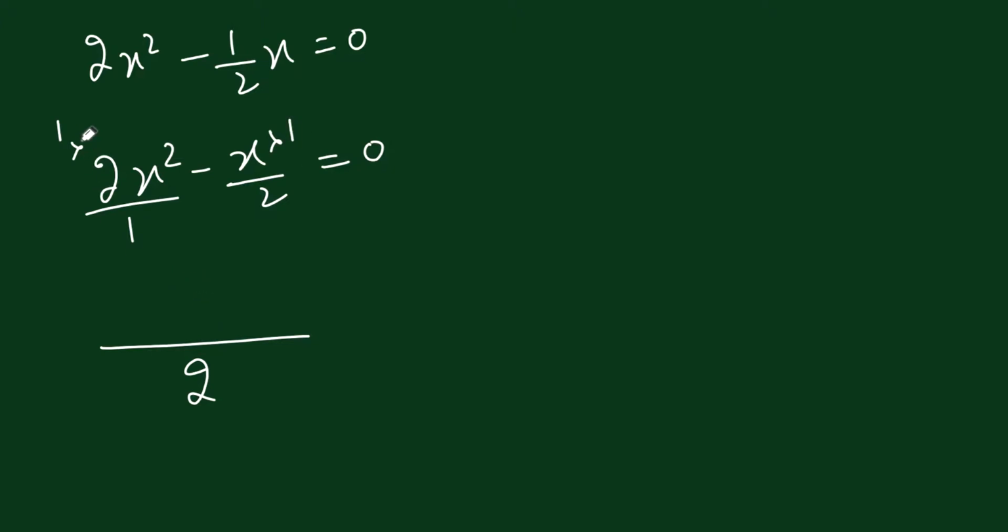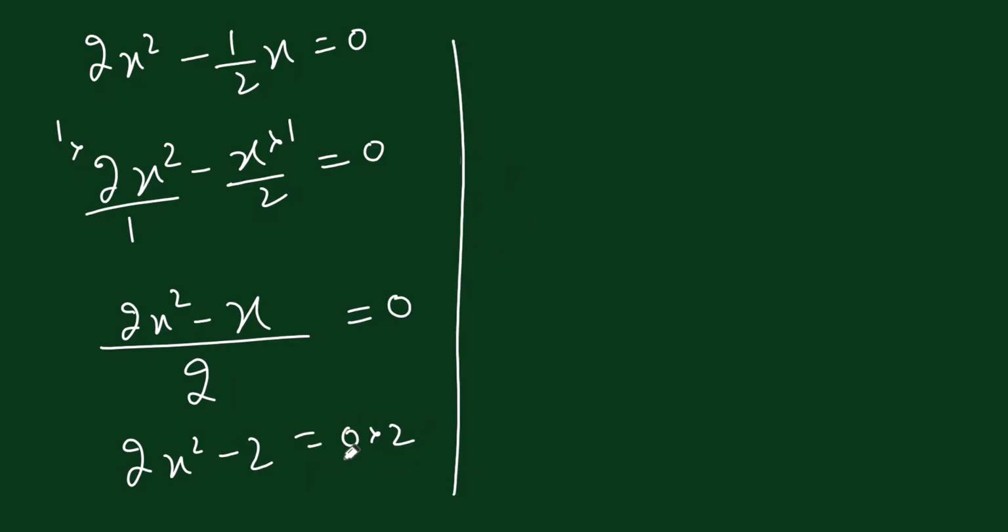If you know how to take LCM, you need to know in 10th standard how to take LCM very clearly, because there are many sums in which you will need this type of calculation, algebra. So 1 into 2, 2x square minus x into 1, x. However you know LCM, you can do by that method. Now 2 is in division with whole LHS, it can go to right side. Since 2 is in division, it will go other side and become multiplication. And we know 0 into 2 is 0.